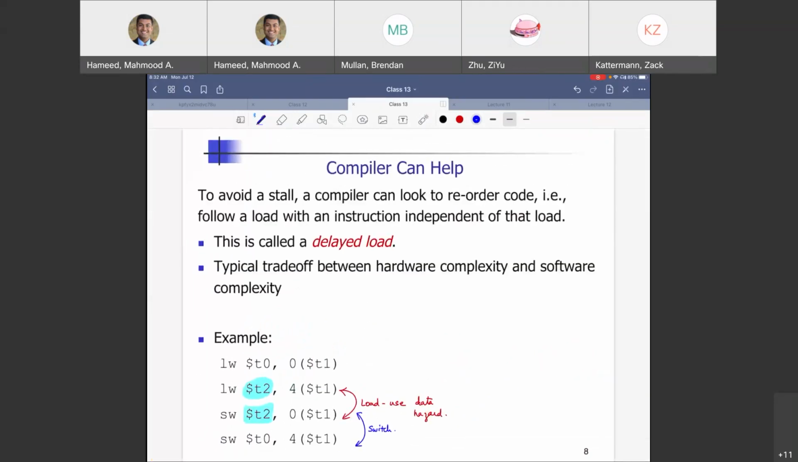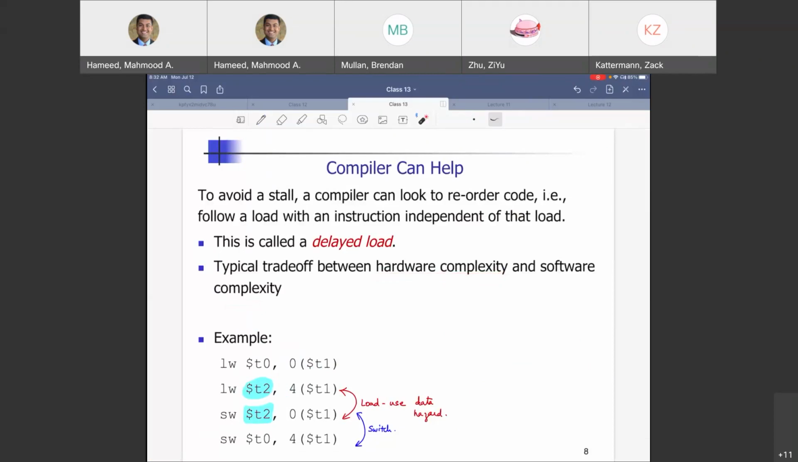So this brings us to the trade-off. The trade-off is between what and what? Hardware complexity and software complexity. Over here, we are saying maybe the software can take some more responsibility of rearranging the code. Otherwise, you would have had to do it in hardware.